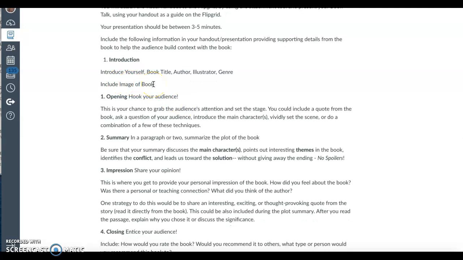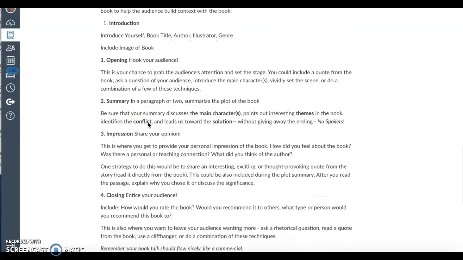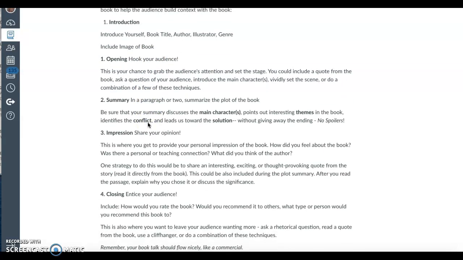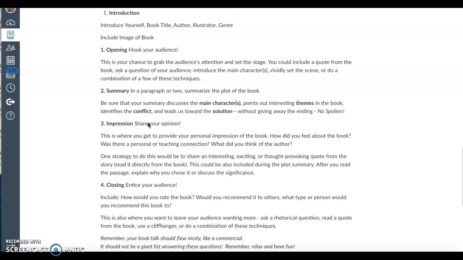If you have the book in hand and you want to hold it up, that's awesome. If you have a digital image that you want to put up on the Flipgrid, that's fine. You could also show us your poster and point out the digital image of the book. Your opening should definitely hook your audience. Again, it should be some kind of quote or question that sets the scene and would really have your audience want to read the book. You want to hook them in.